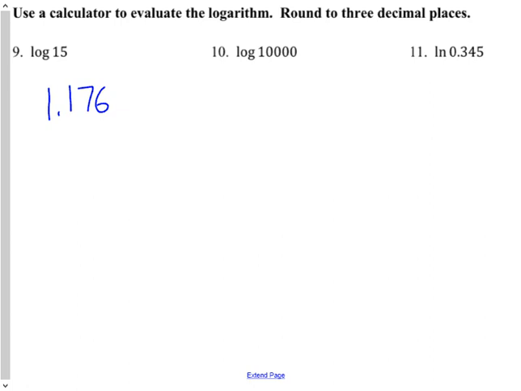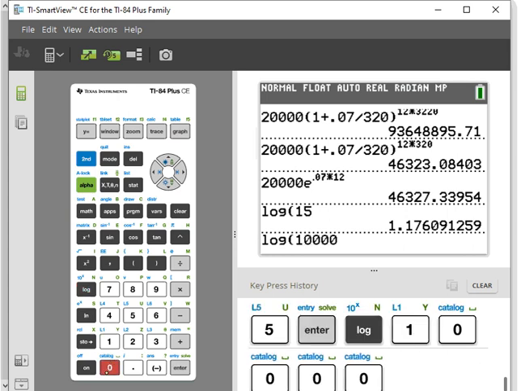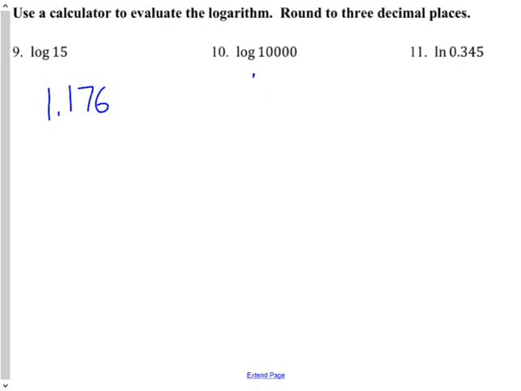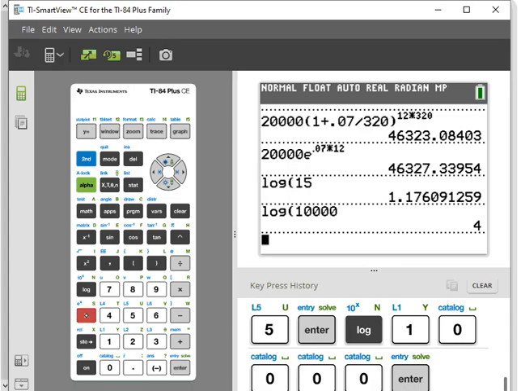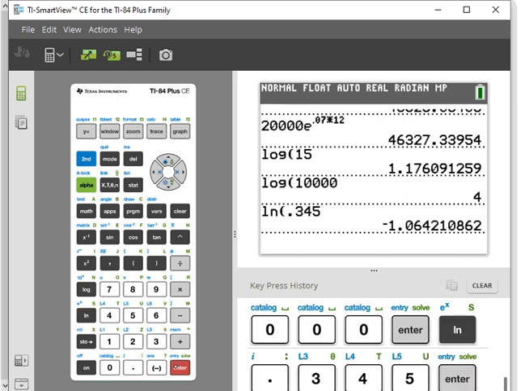Next, log of 10,000. Same idea, although this one you can just count the zeros. We got 4. ln of 0.345. So now the button below it, ln 0.345 equals, and I get negative 1.064.